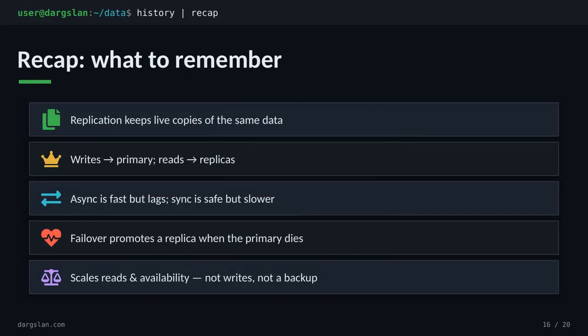Let's pull the threads together. Replication is about keeping live copies of the same data. Writes go to the primary. Reads spread across the replicas. Async trades a little lag for speed. Sync trades speed for safety. When the primary dies, failover promotes a replica so the system stays up. And remember the boundary. This scales reads and availability. It's not a write scaler, and it's definitely not a backup.